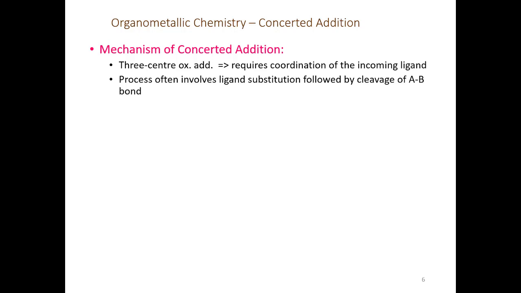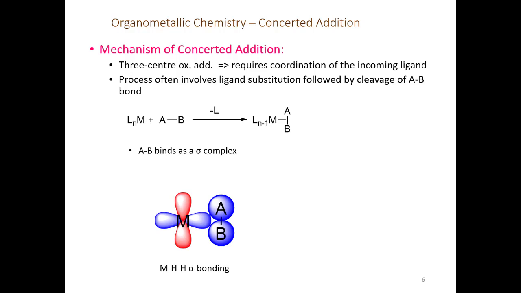So initially, a concerted addition often will require a ligand substitution reaction followed by the cleavage of that AB bond. Shown here is your ligand substitution reaction, where one of these neutral L-type ligands is substituted by this AB substrate. It should be noted that the ligand that is substituted does not have to be neutral, it could be anionic. And what happens is that the substrate binds as a side-on sigma complex, where the electrons in the AB bond are being donated to the metal center to form that interaction.